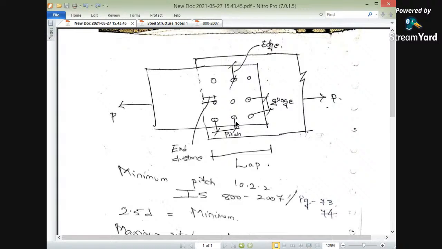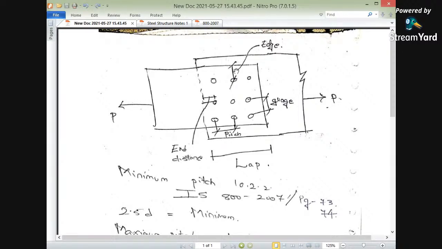Again, what is the end distance? End distance is the distance from the outer surface of the plate to the outer bolt, measured along the direction of force. Here the force is in the x direction, and we are measuring from the outer surface of the plate to the outer bolt. This distance is called the end distance.